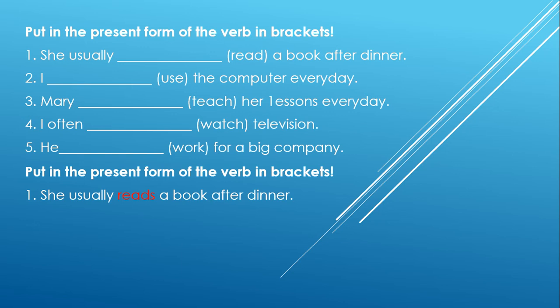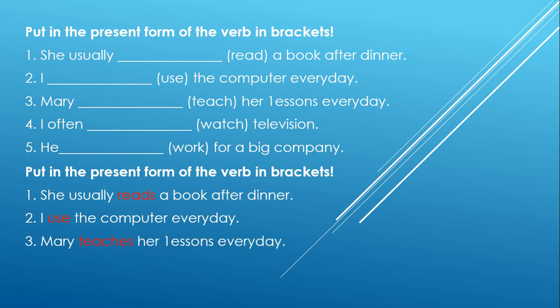So it becomes she usually reads a book after dinner. Number two, I use the computer every day. There's no change at all because the subject is not a third singular person. Number three, Mary teaches her lessons every day. So teach becomes teaches with es at the end of the main verb because the subject is Mary. Mary is a third singular person.